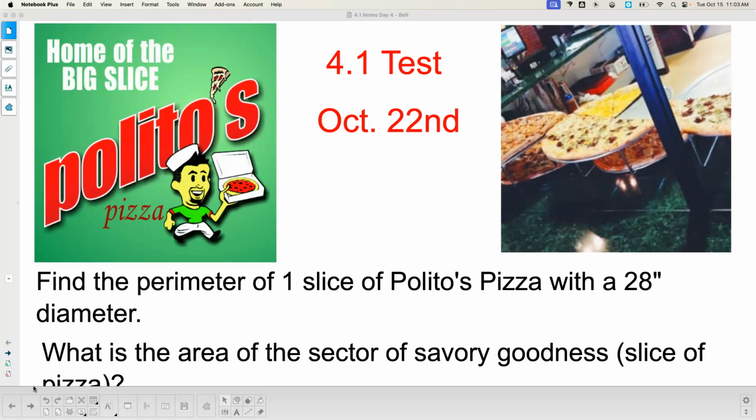So, I need you to find me the perimeter of one slice of Polito's pizza, if it's a 28-inch diameter pizza, and I also would like you to find me the area of the sector of one slice of tasty goodness. Go for it.